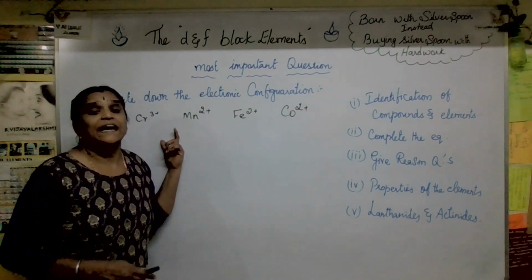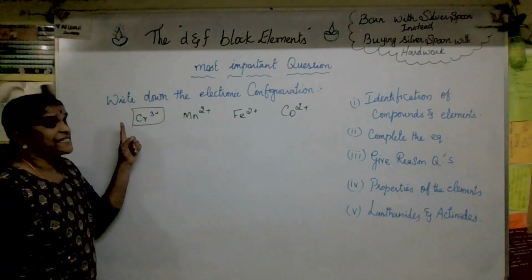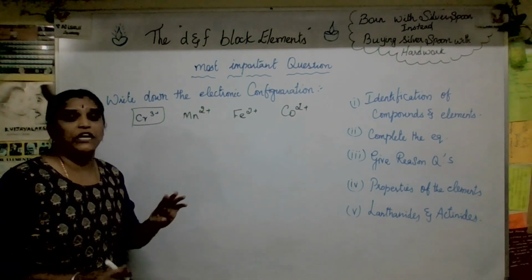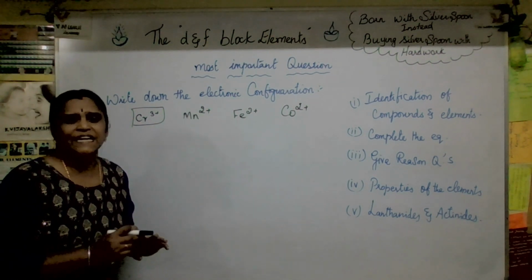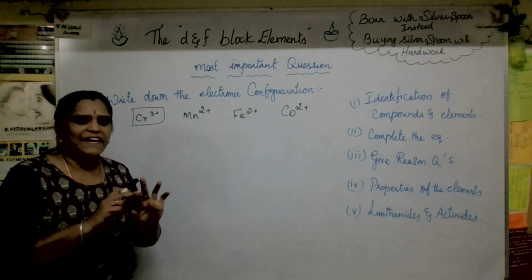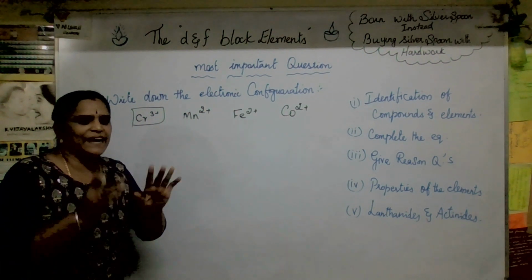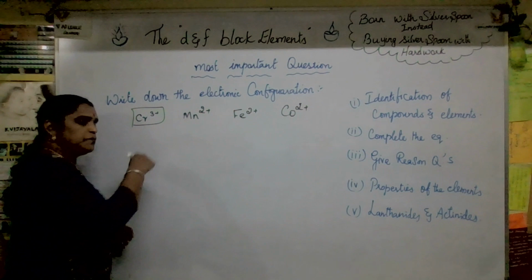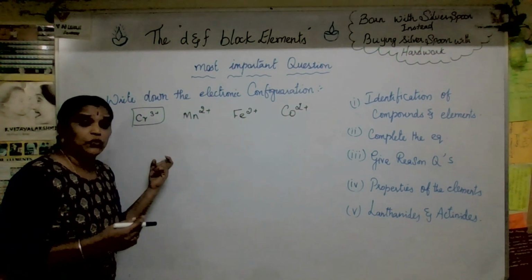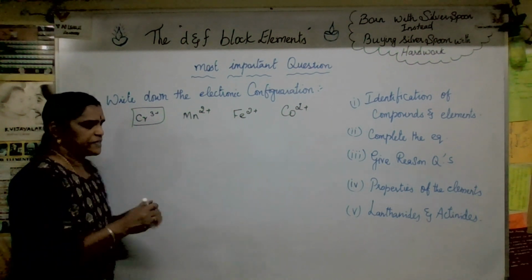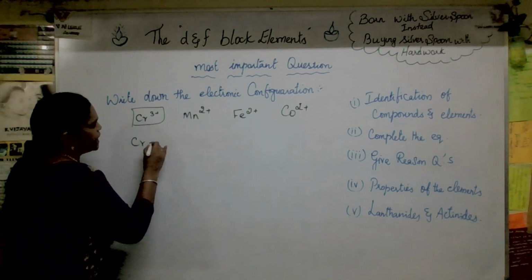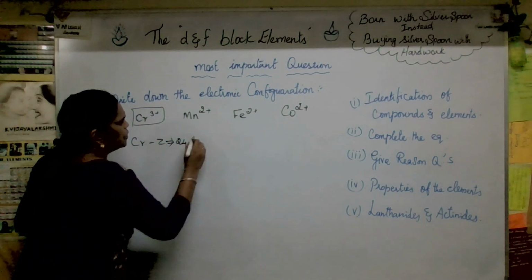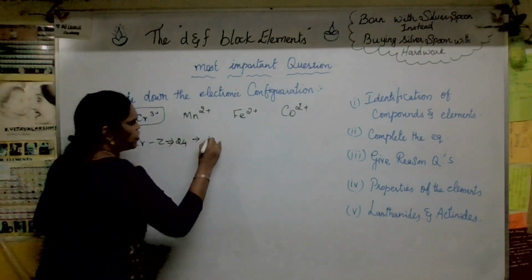Chromium 3+. First and foremost, let us consider the atomic number of chromium. The atomic number of chromium is 24. How can you say it's 24 easily? Scandium, titanium, vanadium, chromium, manganese: 21, 22, 23, 24, 25. In that way. So before going for the ion, let us go for the atomic number wise. Now chromium, its atomic number is 24.